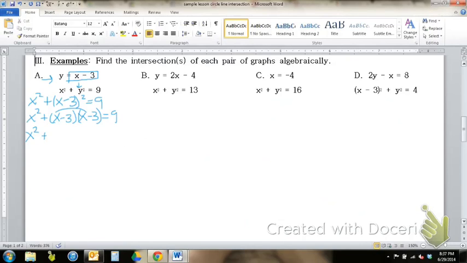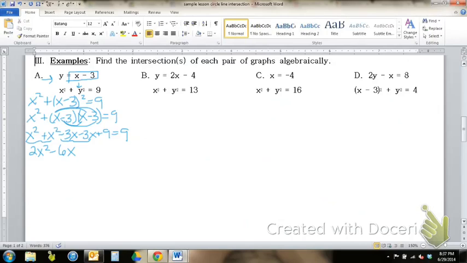So here I go. First, x times x is x squared. Outer, x times negative 3 is negative 3x. Inner, negative 3 times x is another negative 3x. And last, negative 3 times negative 3 is a positive 9. Okay, now I have a quadratic equation, so I want to combine like terms, and I want to make it equal 0. So x squared and x squared is 2x squared. Negative 3x and negative 3x is negative 6x.